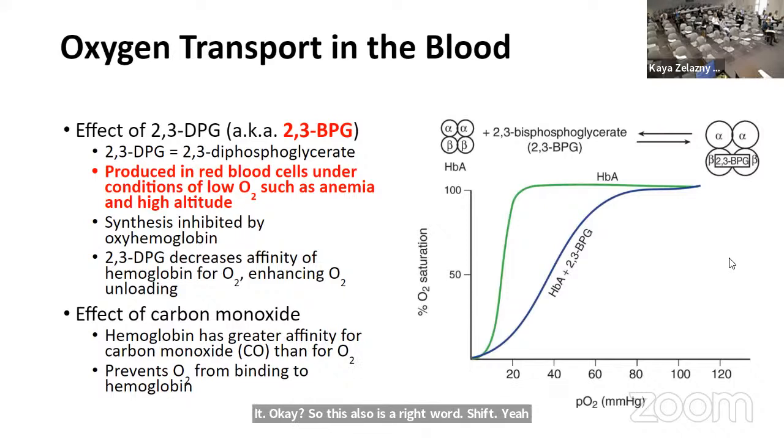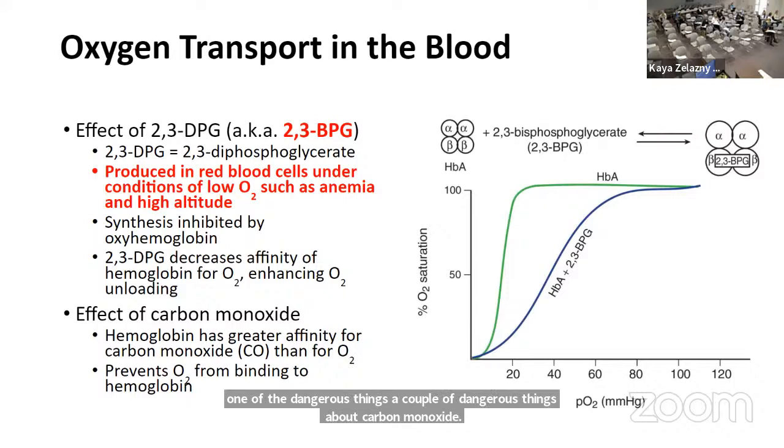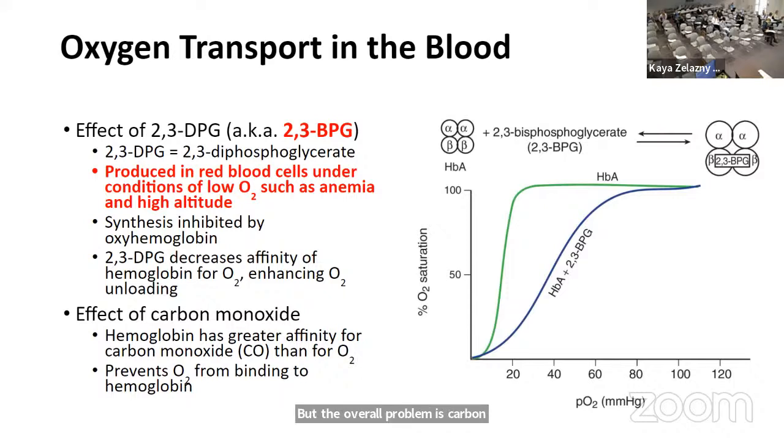Now, one time that we talk about leftward shifts is when we're talking about carbon monoxide. There are a couple of dangerous things about carbon monoxide, but the overall problem is that it prevents you from carrying enough oxygen in your blood. Hemoglobin is really getting full of carbon monoxide. It likes it a bit better than oxygen. So carbon monoxide is binding to those sites where oxygen would be.